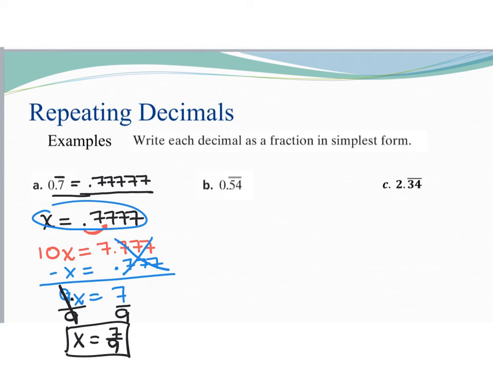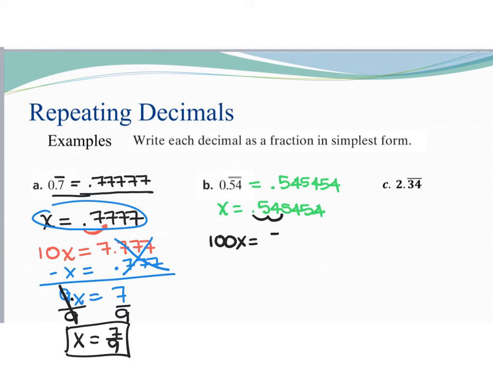Now let's walk through this one more time with part B. So part B, this really means that I have 0.54545, and it's just going to repeat forever. So I'm going to rewrite this as x equals 0.545454, and then I'm going to see how many places I have to move that decimal before I start repeating again. So in this place, I see that I move it 2 places, or I move it to the hundredths spot.